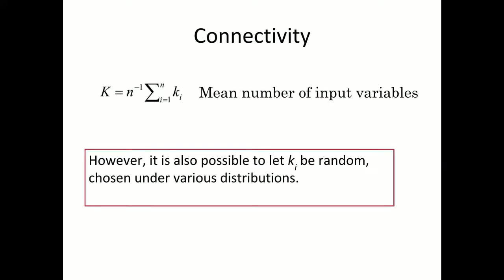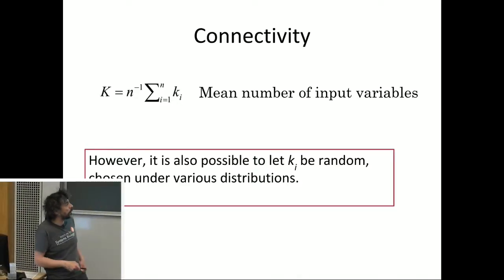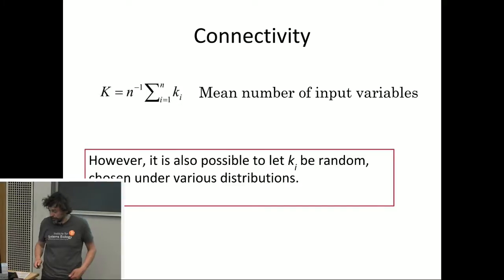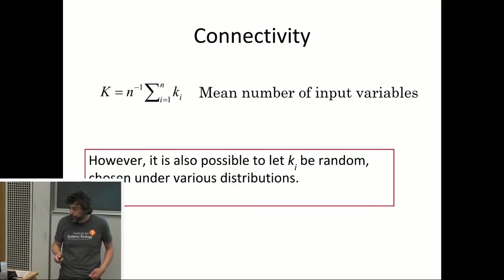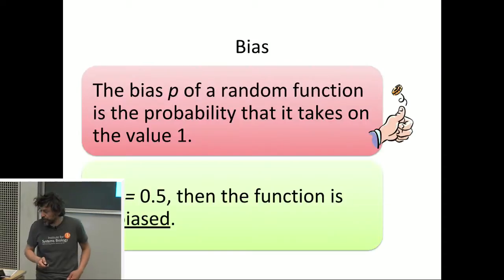The connectivity is an important parameter in such a network. How interconnected is the network? K is the average connectivity, okay? You can have K be constant, where every gene has the same number of input genes into its Boolean function. Or each gene can have a different number of inputs, Ki, and then capital K is just the mean number of input variables. And it can be chosen from different distributions.